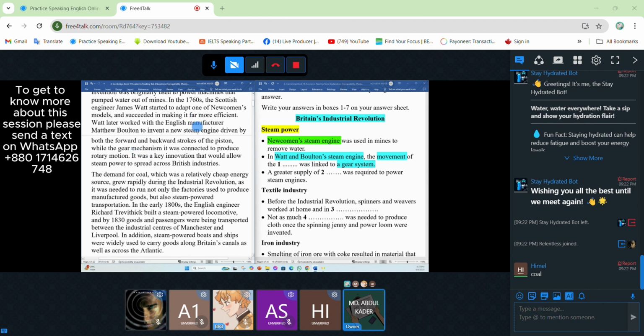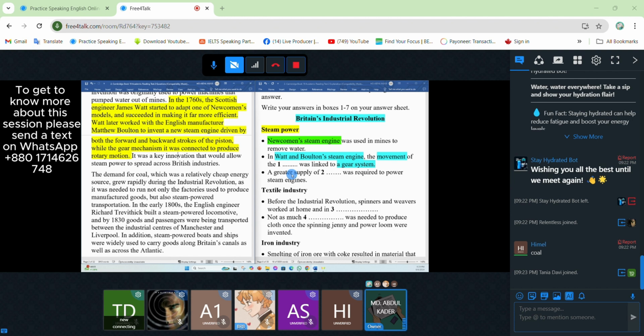Okay, so we've got the first question answer from this part. Question number 2. A greater supply of dash was required to power steam engines. To power steam engines means to run steam engines, right? So a greater supply means the demand. A greater supply of dash, that means the demand. The demand was huge.